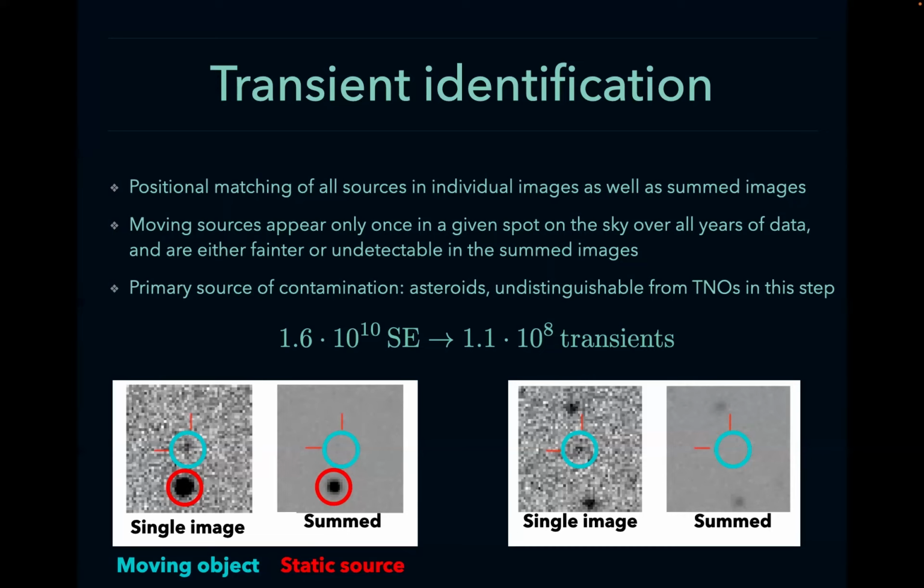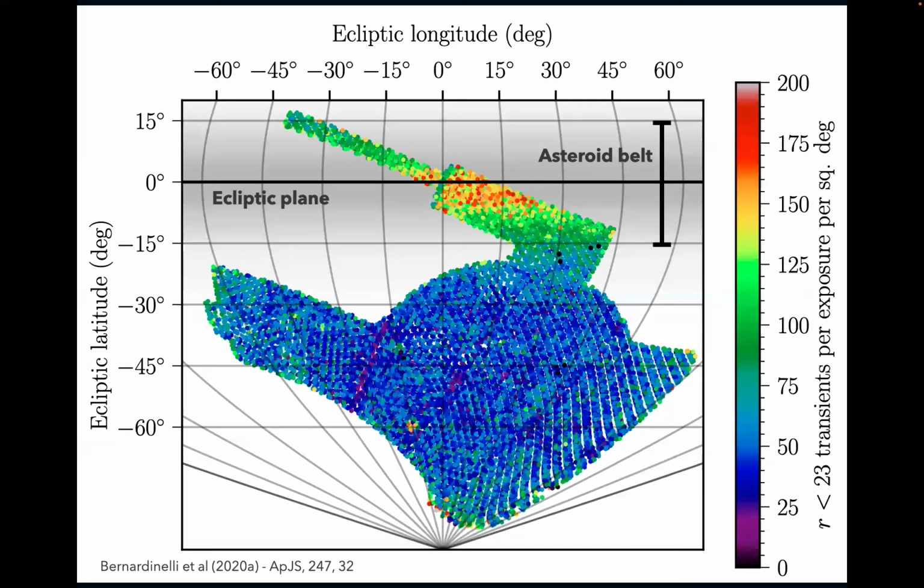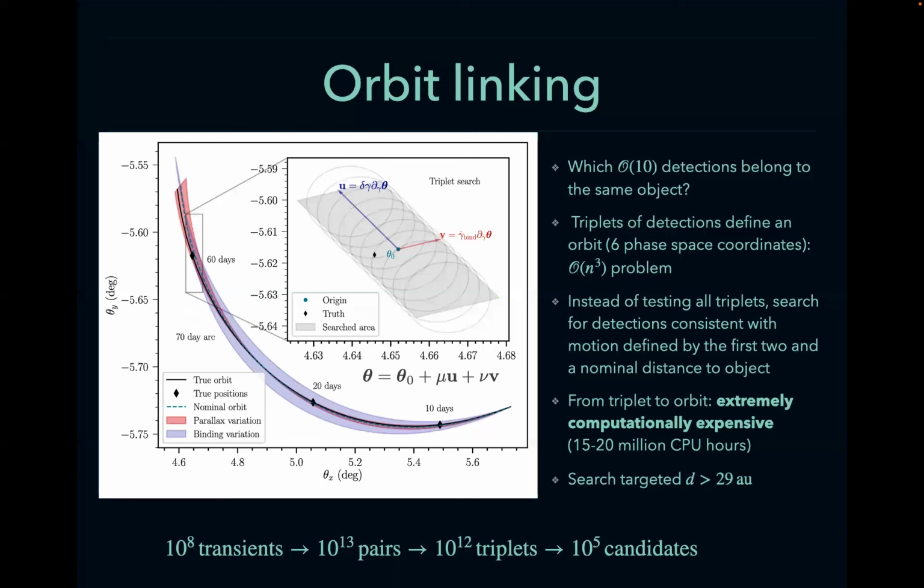So we started with a catalog of 10 to the 10 single epoch detections, and we were left with 10 to the 8 candidate moving objects. And to give you an idea of what these things look like in the sky, this is the DES footprint in ecliptic coordinates. At 0 degrees of ecliptic latitude, that's where the asteroid belt is, or basically its peak density. And you can see here that once you go outside the asteroid belt, the number of detections basically drops significantly. So what this is telling you is that essentially we're doing a good job. We're finding asteroids, and that's kind of what we want to find. Asteroids are indistinguishable from TNOs at this stage.